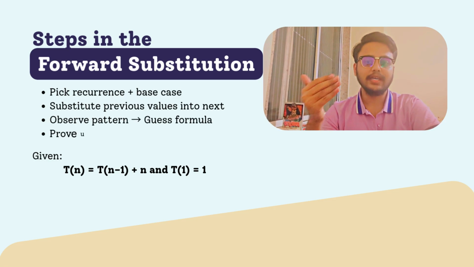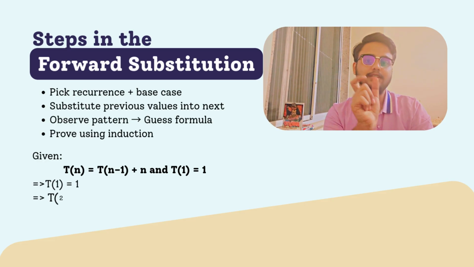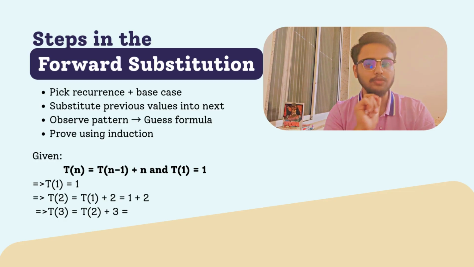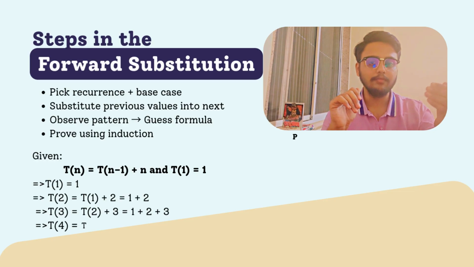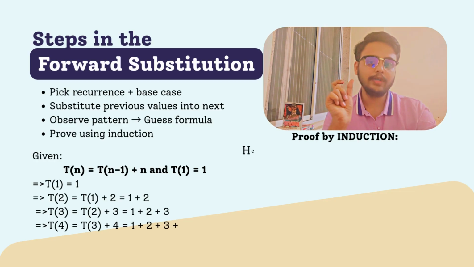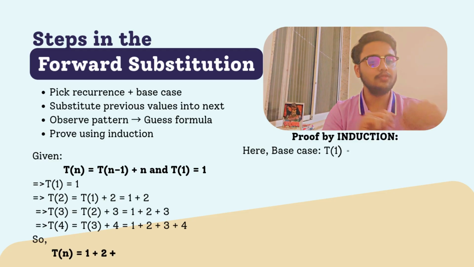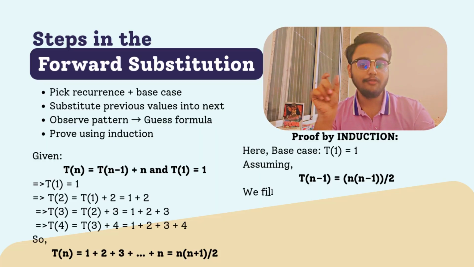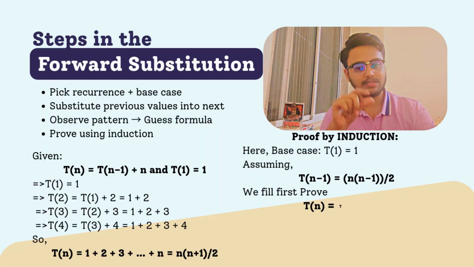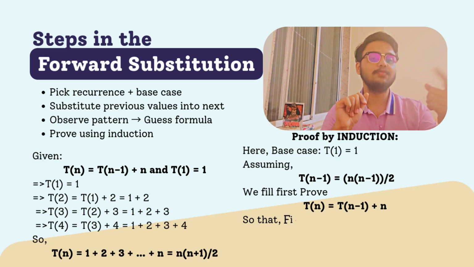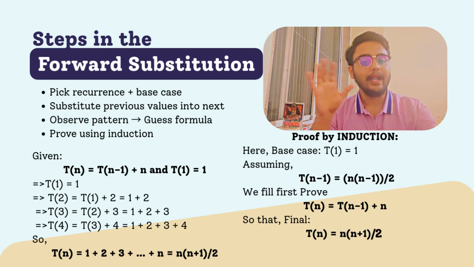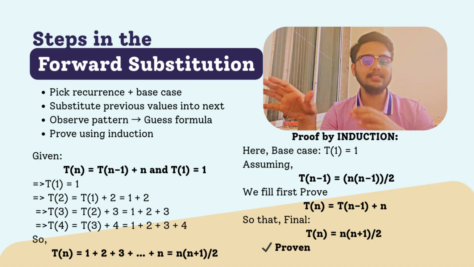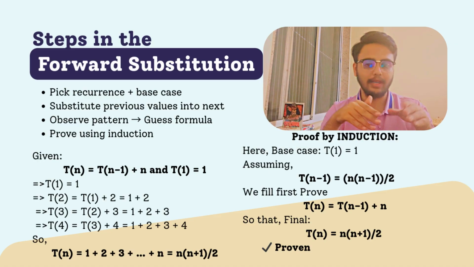So when we start expanding, T of 1 is given as 1. So T of 2 is going to be T of 1 plus 2, that is going to be equal to 3. T of 3 is going to be T of 2 plus 3, that is going to be 1 plus 2 plus 3, that is 6. T of 4 is going to be T of 3 plus 4, that is 6 plus 4, that is 10. Now observing this pattern, we can see that we are adding the sum of numbers from 1 to n.